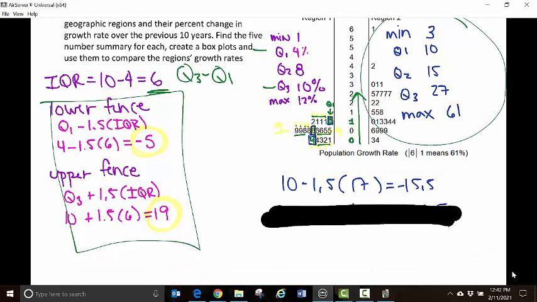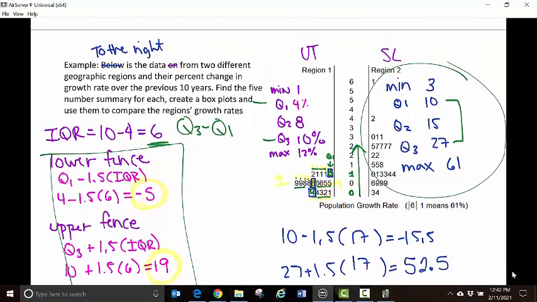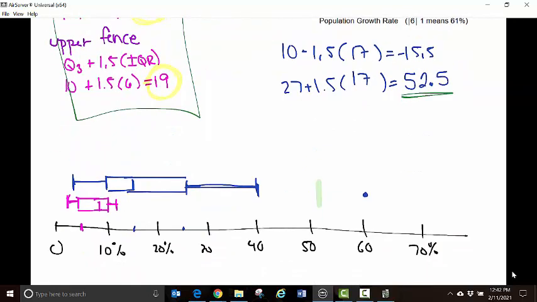So our interquartile range was 17 because 27 minus 10, you plugged it in and you'd get negative 15.5 and 52.5. We do not have a lower outlier, but we do have some upper outliers, right? 61 right here is an outlier. It's bigger than 52.5. Now we're going to draw 2 box plots.